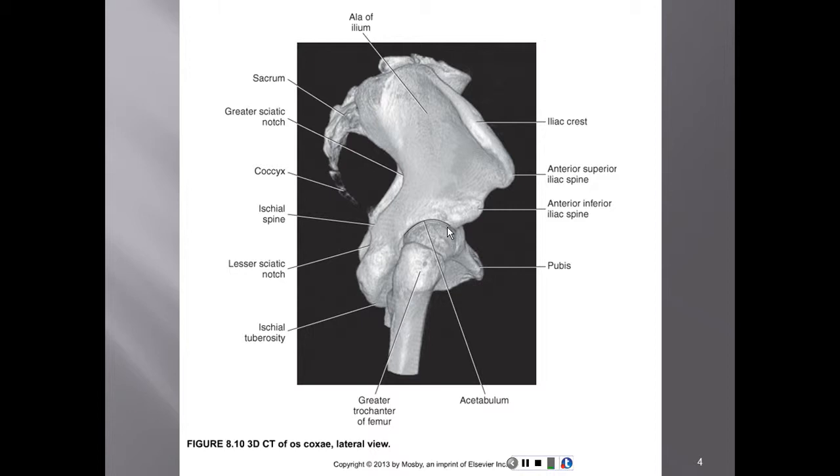Here we want to identify the acetabulum, which is that area right there, the iliac crest. The sacrum, coccyx, as well as the ischium. The ischium. Remember, the ischium is the bone that you actually sit on. So you have the ischium that's back there, and the pubic bone is up there, the ilium, and that comprises the bony pelvis.